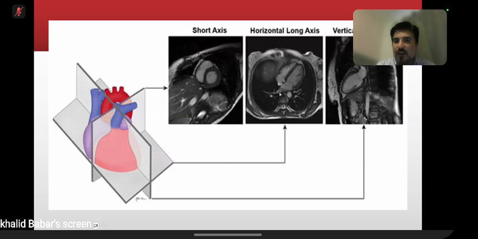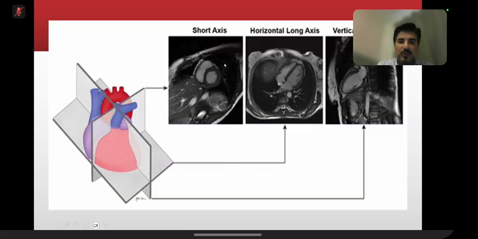Here these are the long axis images of the heart. Here you can see the whole of the heart. You can see the right atrium, right ventricle, left atrium, and left ventricle in a single image. These are called the long axis images. We can take long axis images of the left ventricle separately as well. This is the left ventricular two-chamber view.